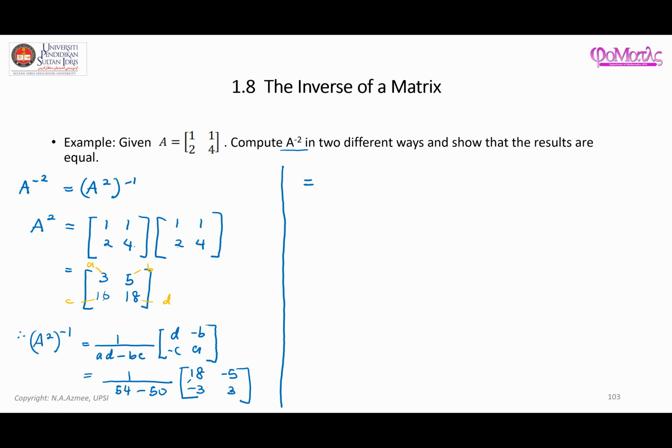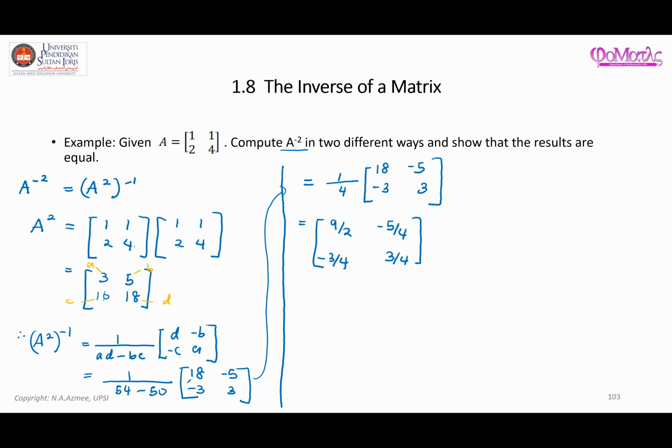So therefore, the whole thing here is equal to 1 over 4, 18, negative 5, negative 3, and 3. And this is equal to, well, 18 over 4 is actually equal to 9 over 2, negative 5 over 4, negative 3 over 4, and 3 over 4. So this is the result for this part that we are looking for.